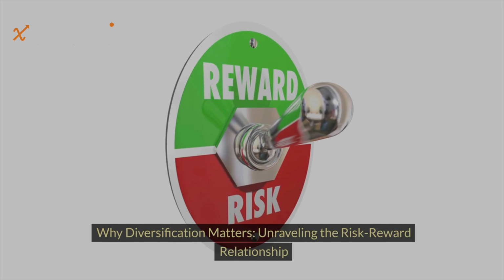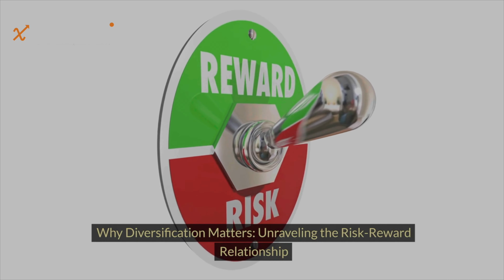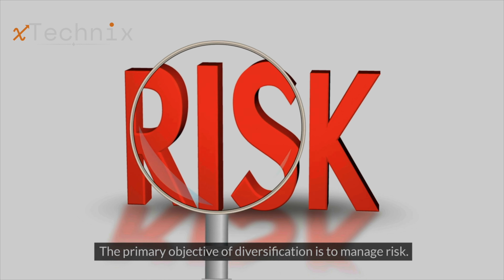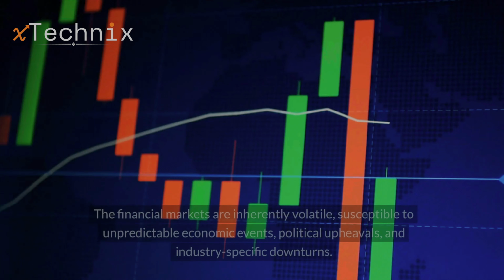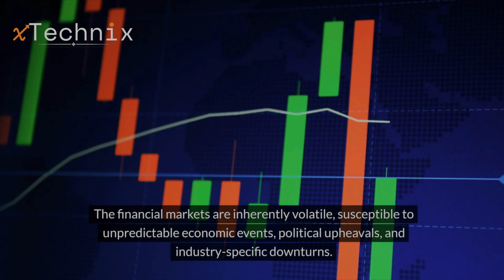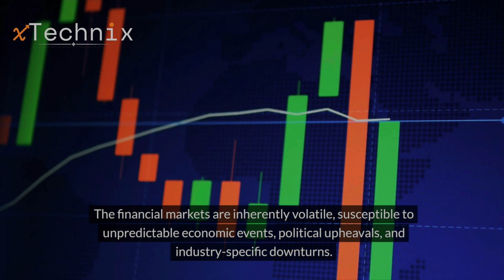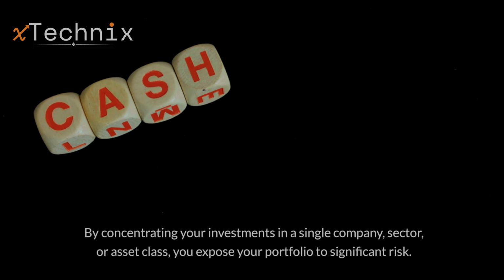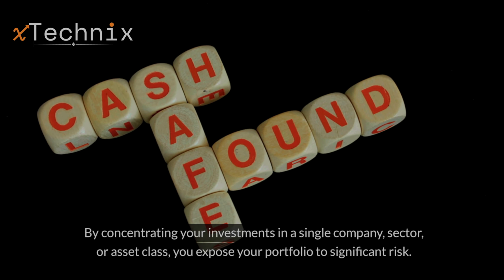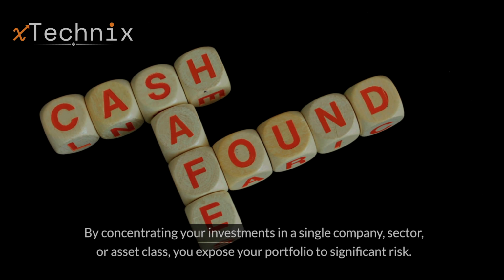Why diversification matters: unraveling the risk-reward relationship. The primary objective of diversification is to manage risk. The financial markets are inherently volatile, susceptible to unpredictable economic events, political upheavals, and industry-specific downturns. By concentrating your investments in a single company, sector, or asset class, you expose your portfolio to significant risk. If that particular company falters, the entire sector experiences a downturn, or interest rates rise, your portfolio value could suffer a substantial blow.